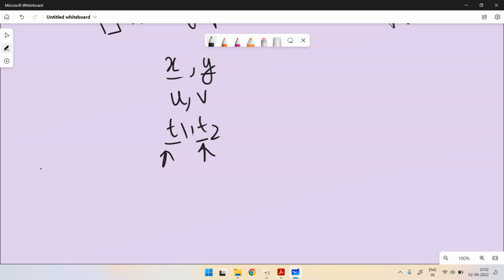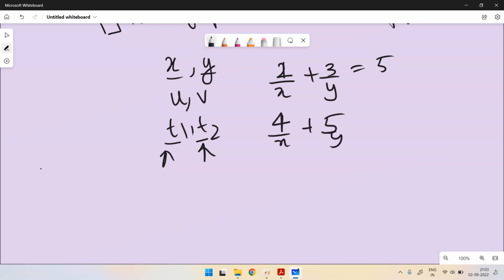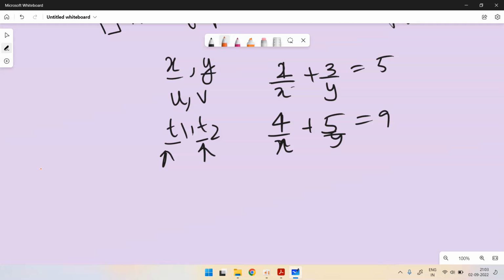Now, one more thing. Suppose the equations are given as 2 by x plus 3 by y equal to 5, and another, 4 by x plus 5 by y equal to 9. How will you solve? You could take the LCM, but this will become tedious work. Had it been given like 2x plus 3y equal to 5 and 4x plus 5y equal to 9, I could easily solve. So yes, you can convert this.